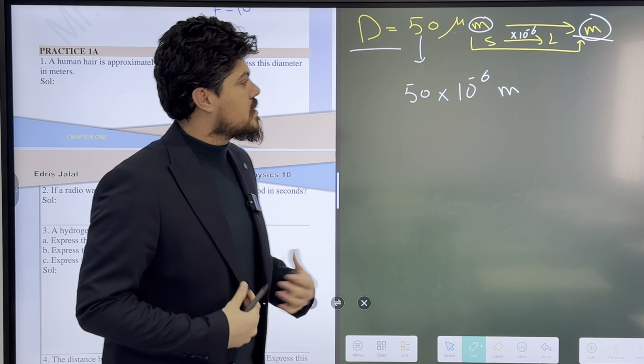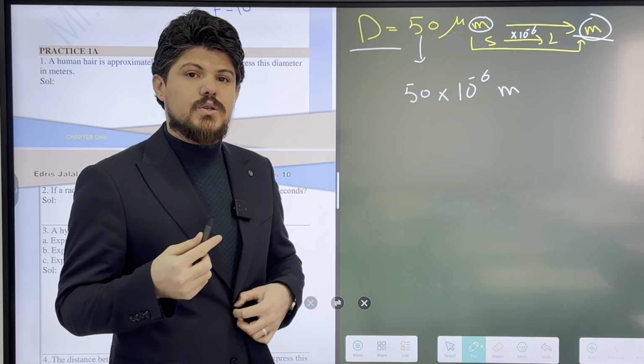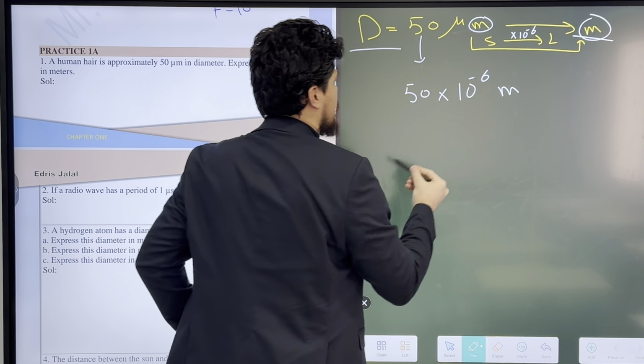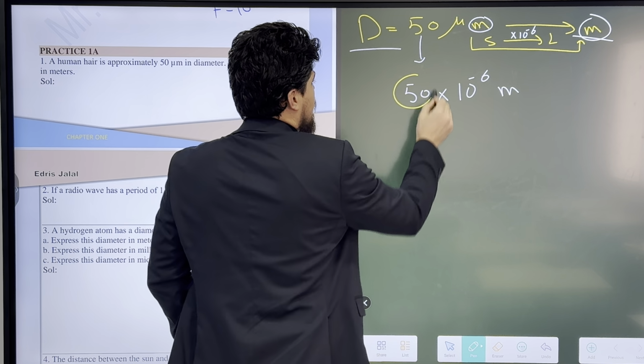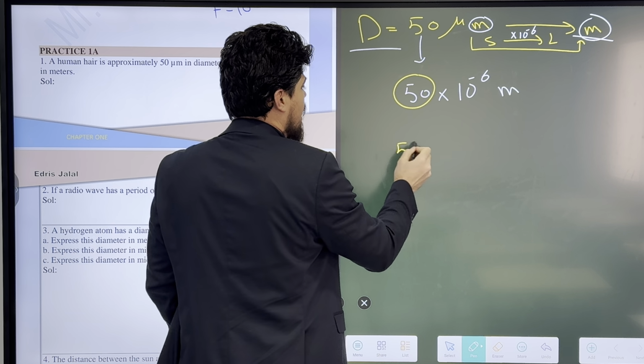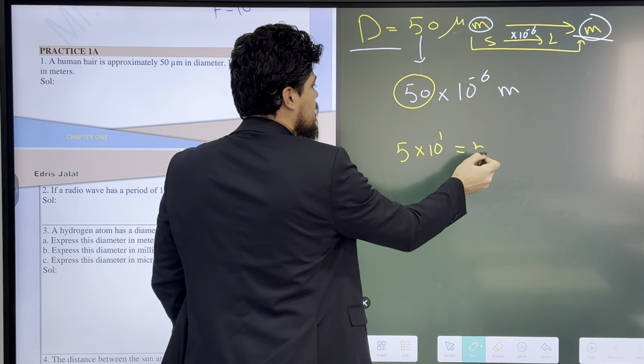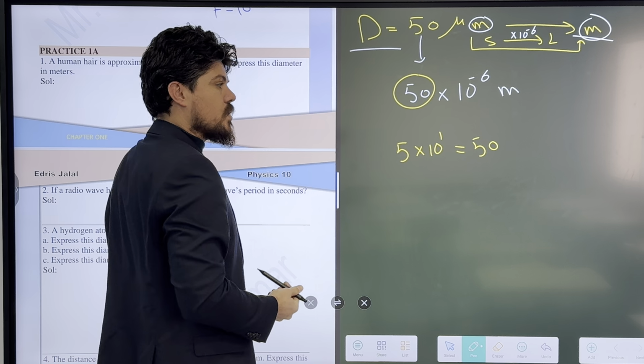And sometimes we can simplify this value. Okay? For example, if I bring in the multiple choices, you can simplify this number. How? Guys, this 50, we can simplify this 50 to what? To 5 times 10 power 1. 5 times 10 power 1 is equal to 50. There is no difference between these two numbers, okay?